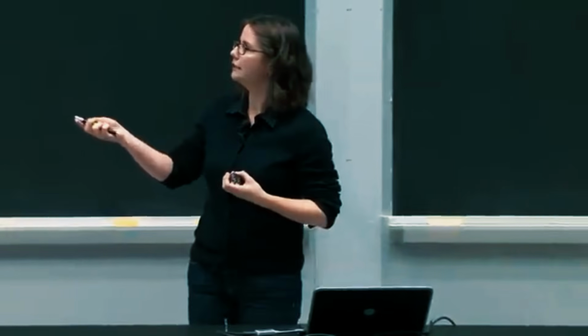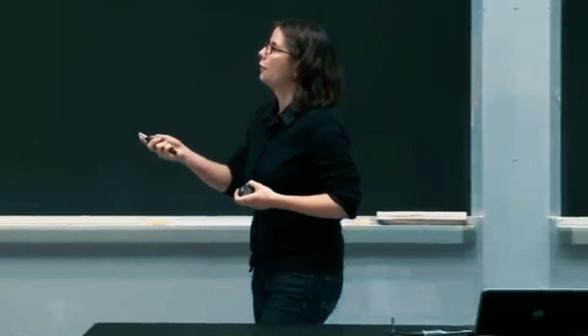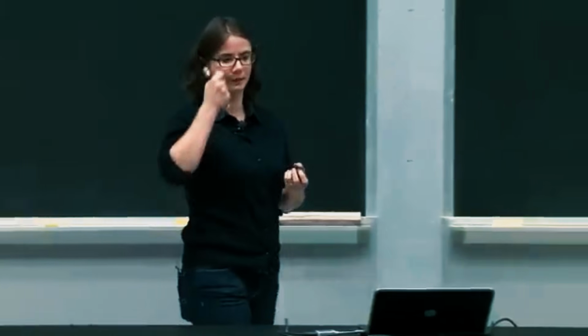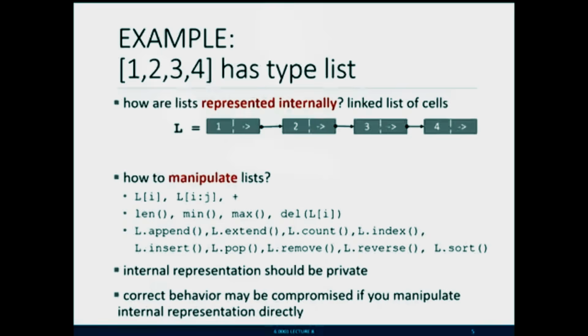Let's bring it a little closer to home by looking at a list. So we have this data type of list, right? We've worked with lists before. The list with elements 1, 2, 3, and 4 is a very specific object that is of type list.